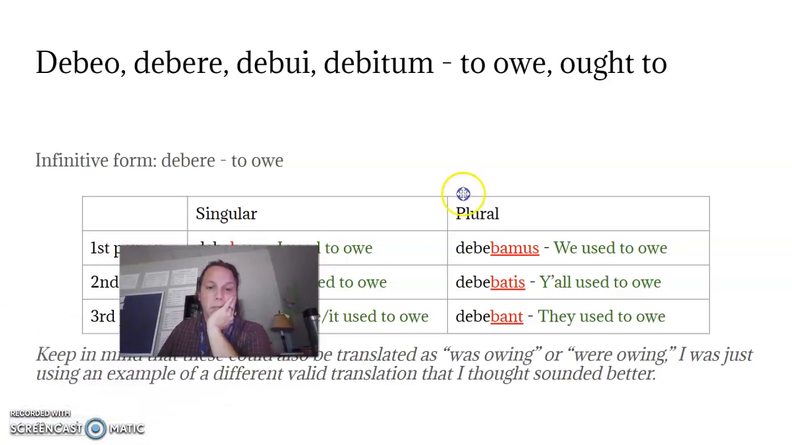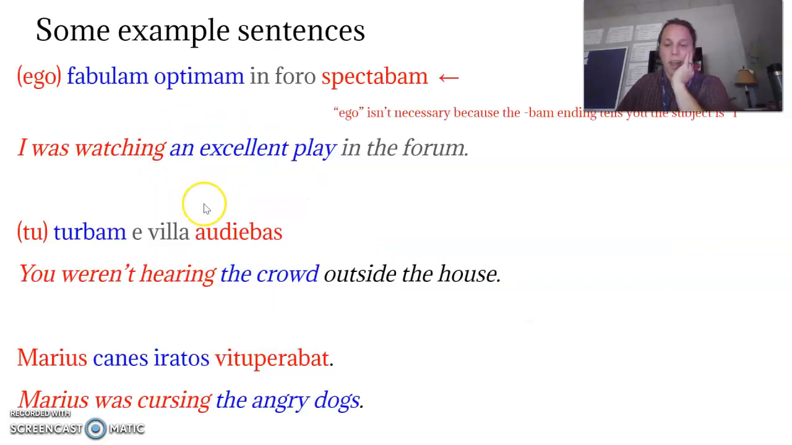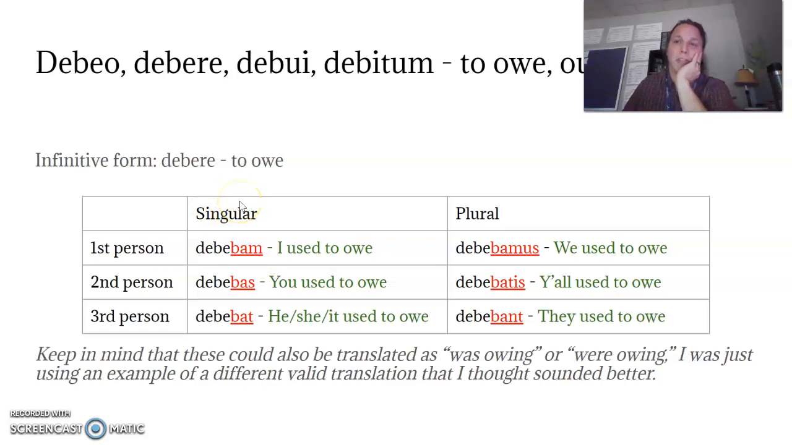Same thing with debere. I'm going to move this up here now. The infinitive form is still debere, meaning to owe. That doesn't have a tense. It'll always be debere. Well, I say that. It'll change, but later. We'll worry about different tenses of infinitives down the road. We're not going to worry about that right now.